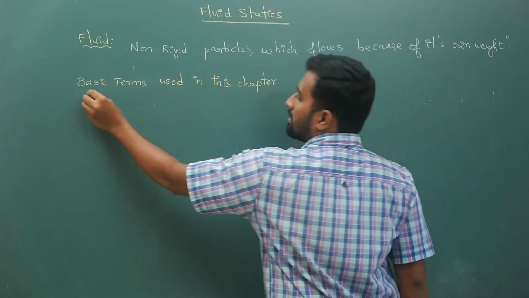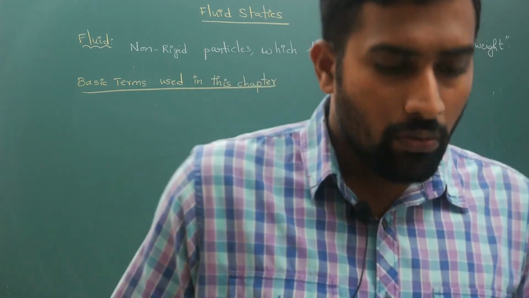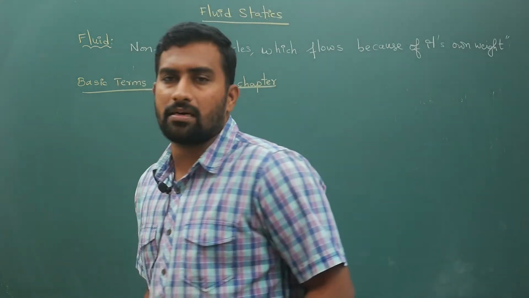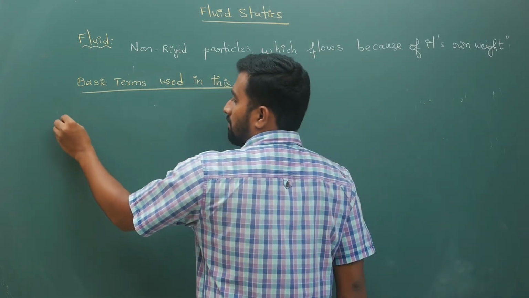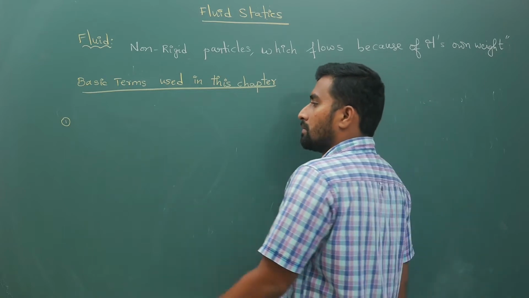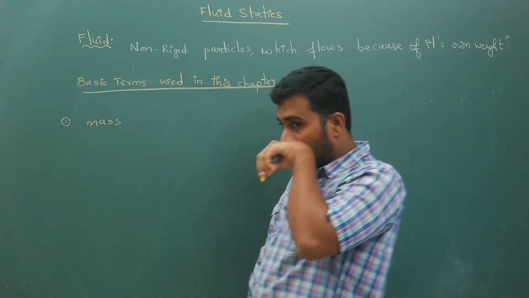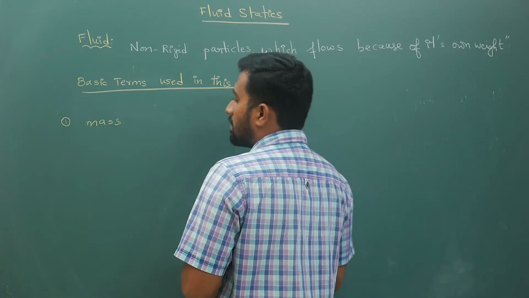Okay, first let us try to understand the basic terms used in this chapter. What are the basic terms and what are their units? I will explain now. Whenever we are talking about a fluid, mass is one thing. Commonly used are pressure and volume, but first let us take mass.